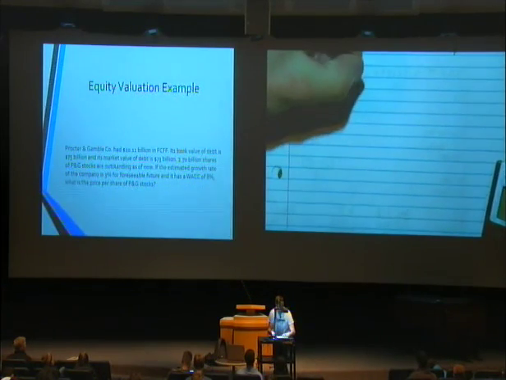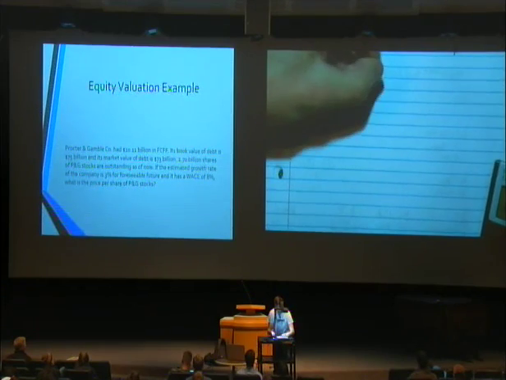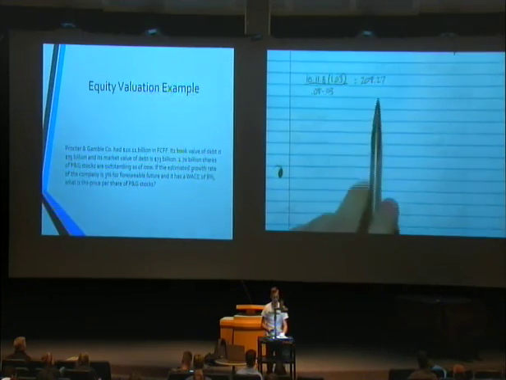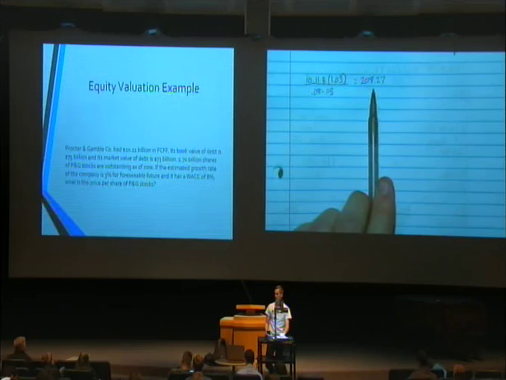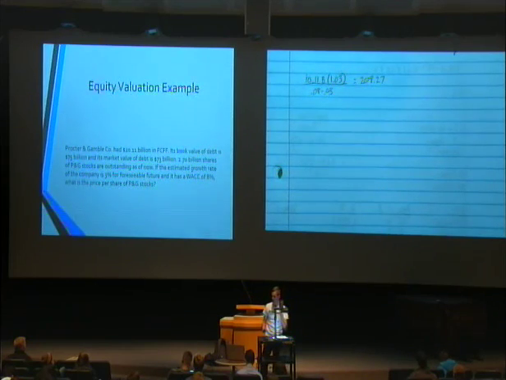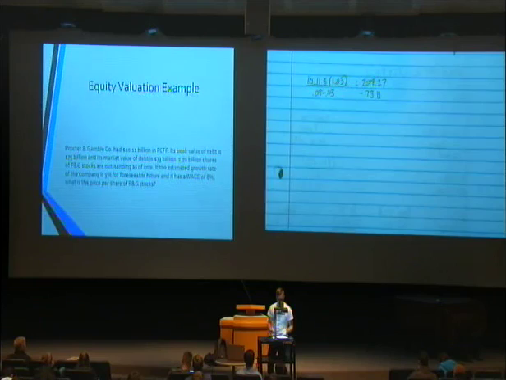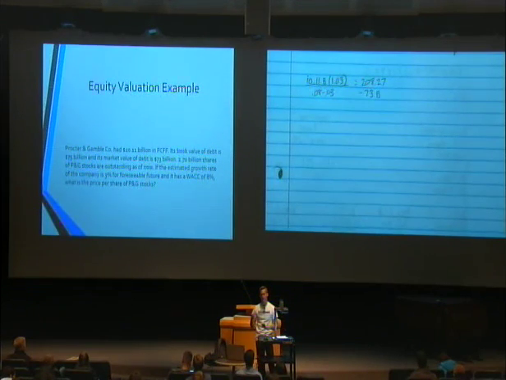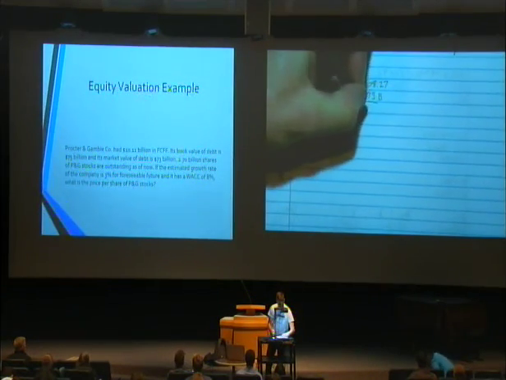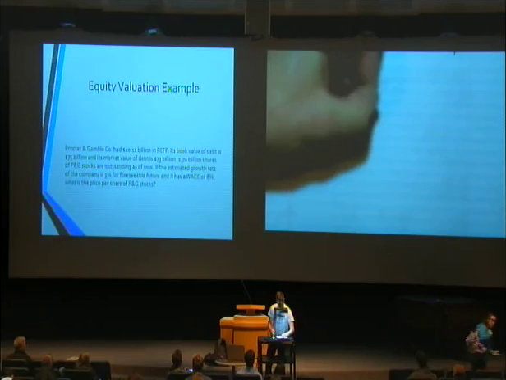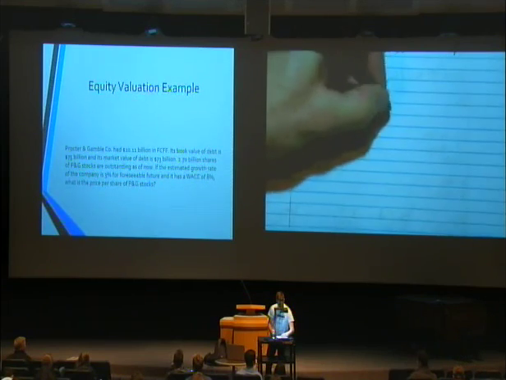So that equals 208.27. Okay, now this is the value, 208 billion, the value of the entire firm. So to find just the value of the equity, we're going to subtract out the market value of the debt. So minus 73 billion for that is 135.27 billion.